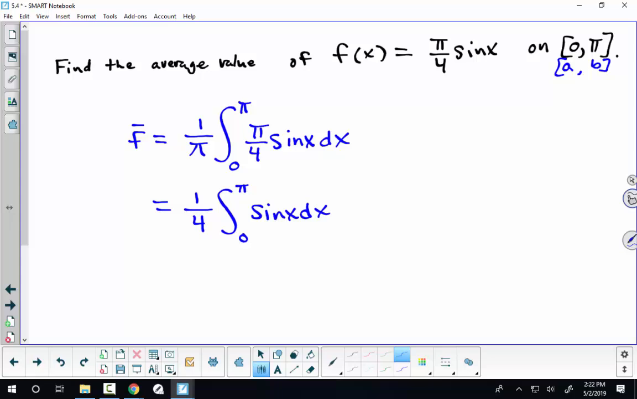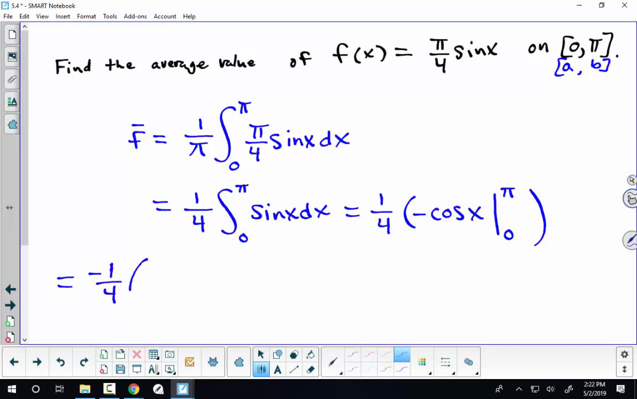So the antiderivative for sine is what? Negative cosine. So we have the 1/4 times the negative cosine evaluated from 0 to pi. Or we could just say that's negative 1/4 cosine x from 0 to pi.